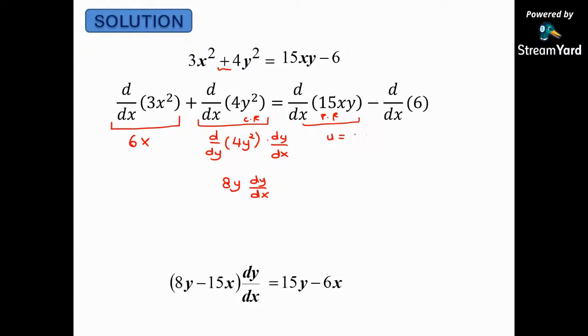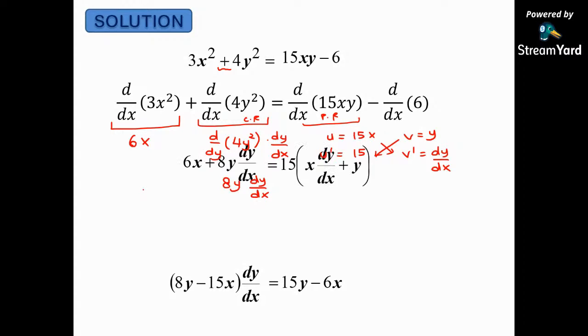So u will become 15x, v will become y. So u prime, differentiating 15x, it will become 15. V prime, differentiate y. This one will simply give you dy over dx. And then use the product rule for them. So u v prime plus v u prime. Okay, so what do we have next is... Tak nampak dah, hilang dah. Okay, never mind. I write them down for you.